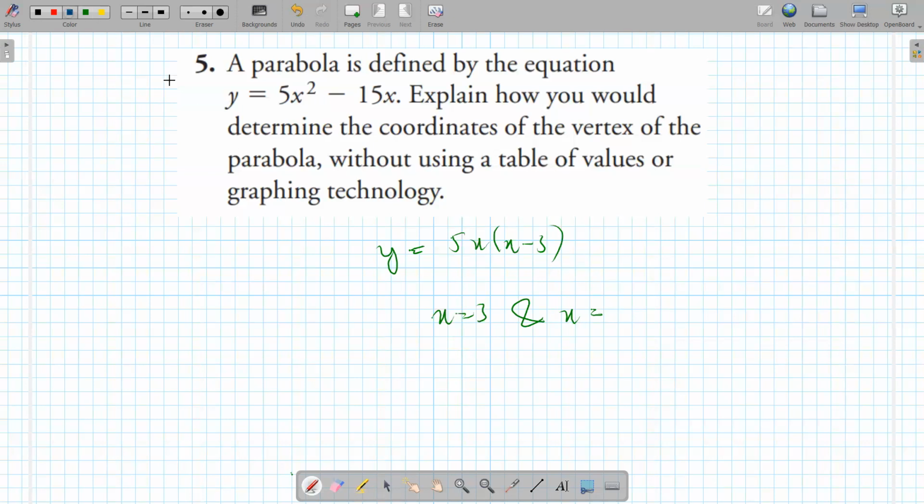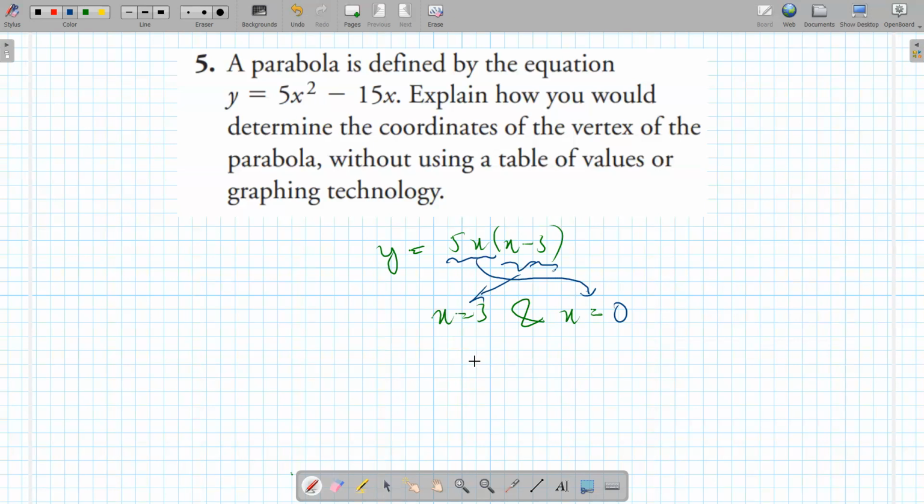So you're going to set this equal to 0, which gave you a 3. You're going to set this equal to 0 as well. If 5x equals 0, what's x? 0. So there you go, those are the two x-intercepts. Which means, what's your midpoint? Between 3 and 0.